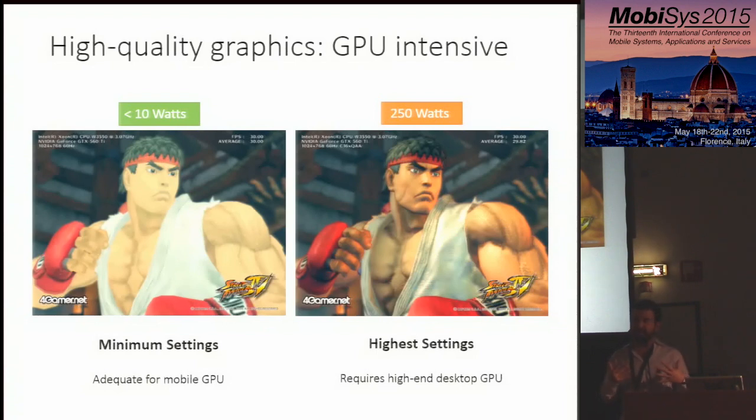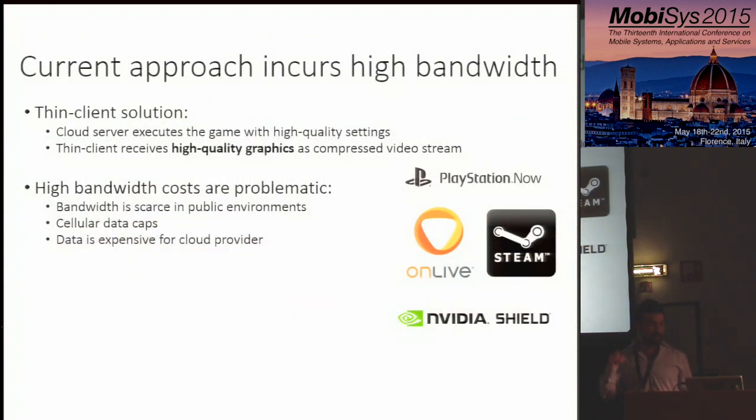So industry has already taken a look at this problem and is doing something about it. What they are doing is a thin client solution. In a thin client solution, we have a big beefy server in the cloud that will render the game in the highest quality settings. Then the server will take these high quality images and send them to you as compressed video.